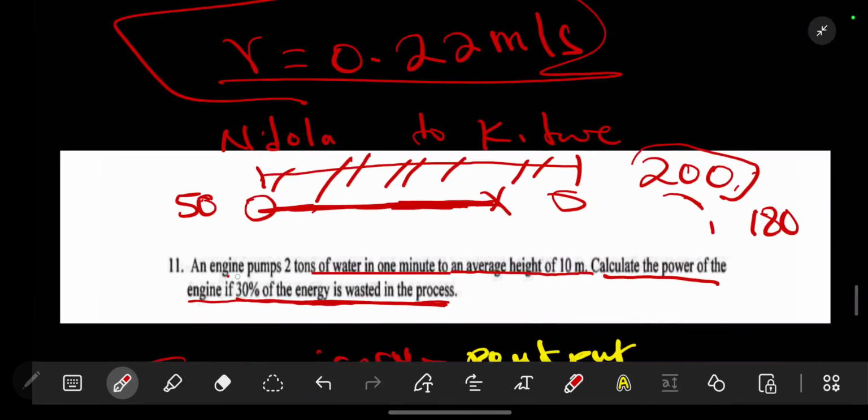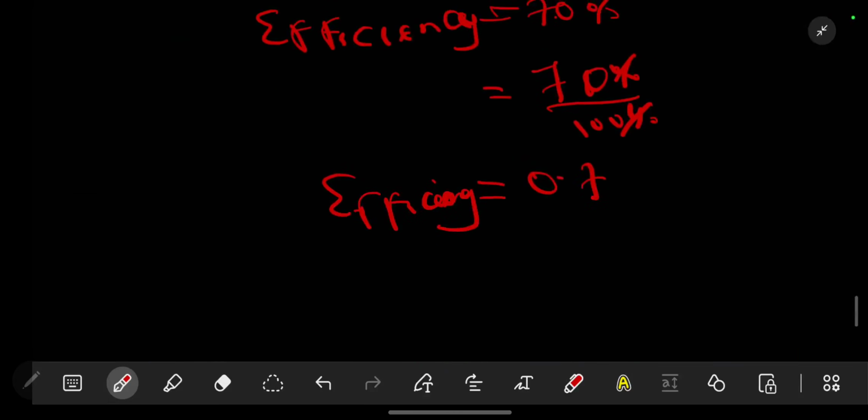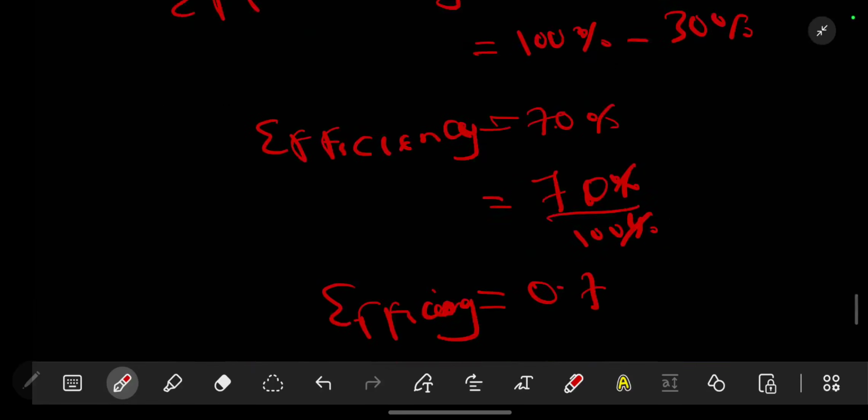we are told an engine pumps 2 tons of water in 1 minute to an average height of 10 meters. So this is the power output, the outcome. What did it do is the power output. So in this case, it is pumping 2 tons of water. So a ton is 1000 kg. So 2 tons of water over this height. So there we can calculate the work. So we have the work, because we know from the work we can calculate the work over the time. We have the time, it is in 1 minute, so it will be work over time. So let's calculate the work.